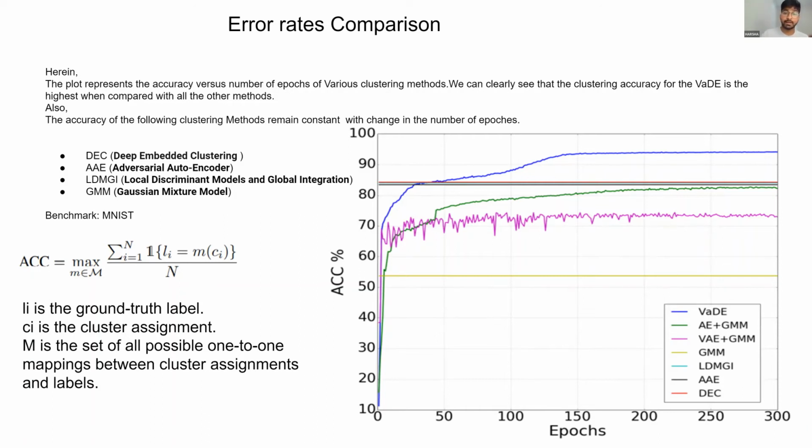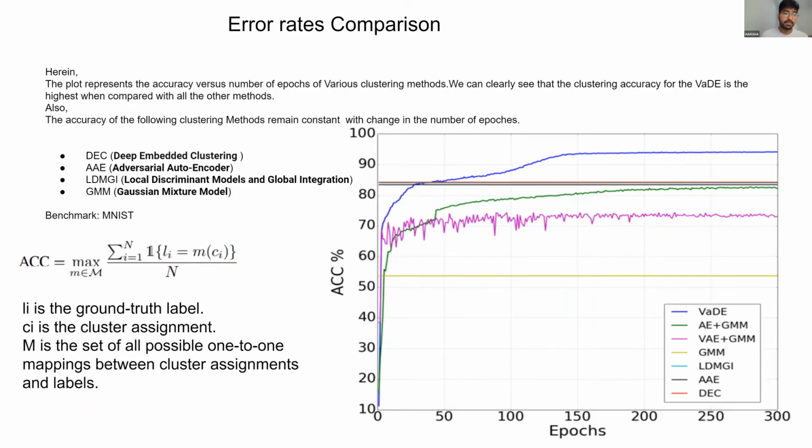One more thing that we can observe from the graph is that the DEC, AAE, LDMI and the GMM clustering methods show good performance, and it doesn't depend on the number of epochs. The accuracy remains constant for any number of epochs. But for VaDE, we can see that by increasing the number of epochs, the accuracy increases. But for these four clustering methods, the accuracy is constant.